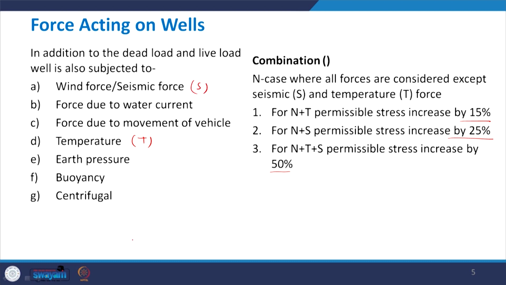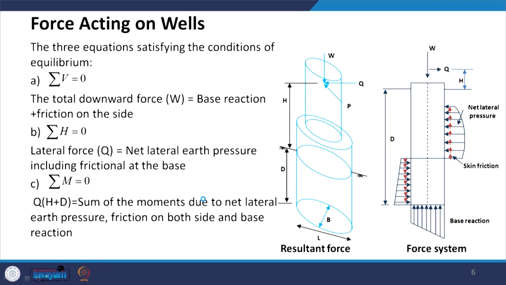So, what we can say is that in this list you have temperature, and out of this is seismic. Beside this list, all minus A minus D is your N. If you are considering all forces except what is listed in A and D, then this will be the normal force. Then the next one, the forces acting on wells.